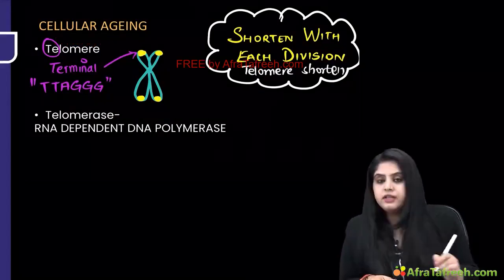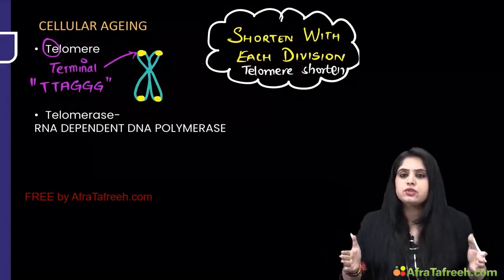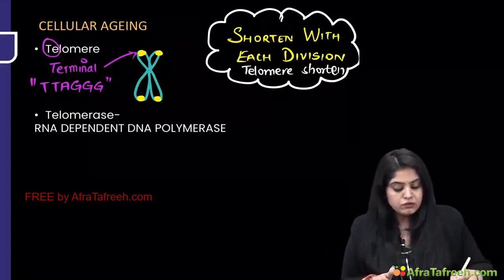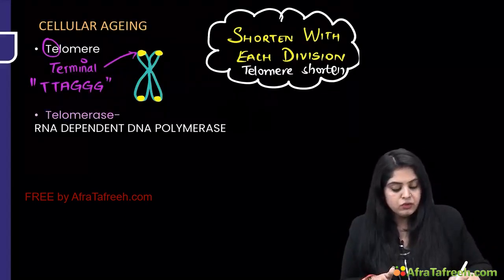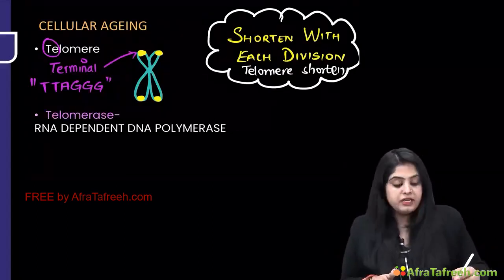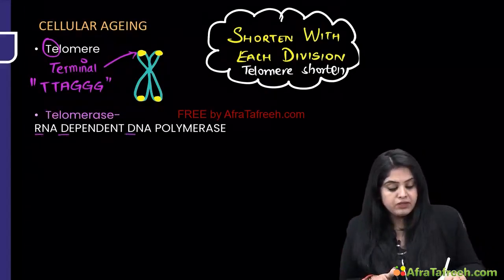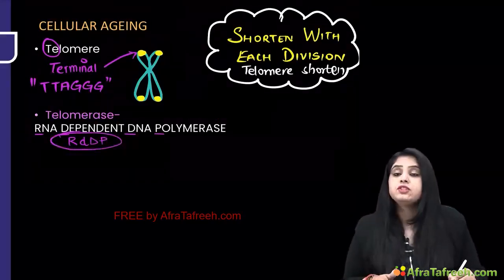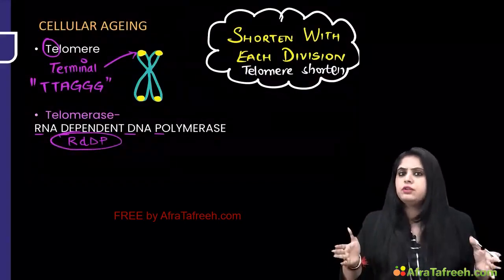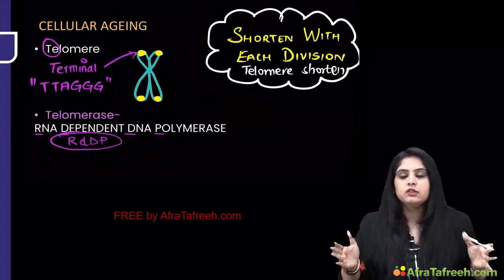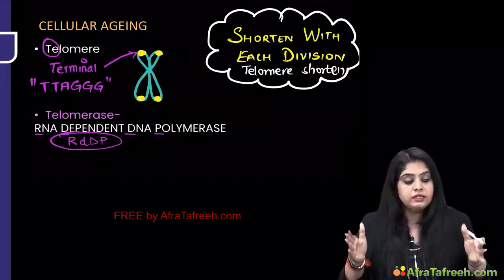So can you prevent it? Can you prevent that shortening from happening? Yes. God has also given an enzyme called telomerase, which is RDDP, RNA dependent DNA polymerase. Telomerase is going to be an enzyme which can prevent it. So it will say, okay, you have 1000 telomeres, I will keep it 1000. It will not go from 1000 to 900, 800, it will keep it 1000.